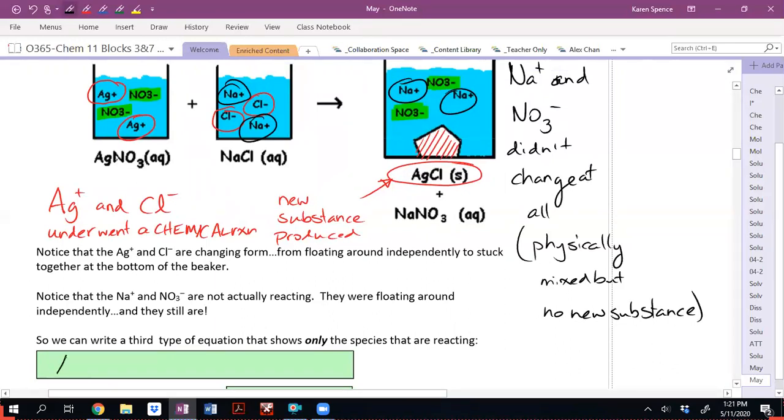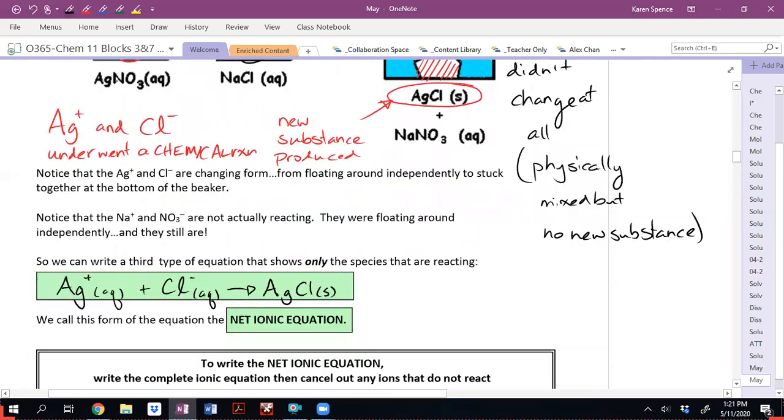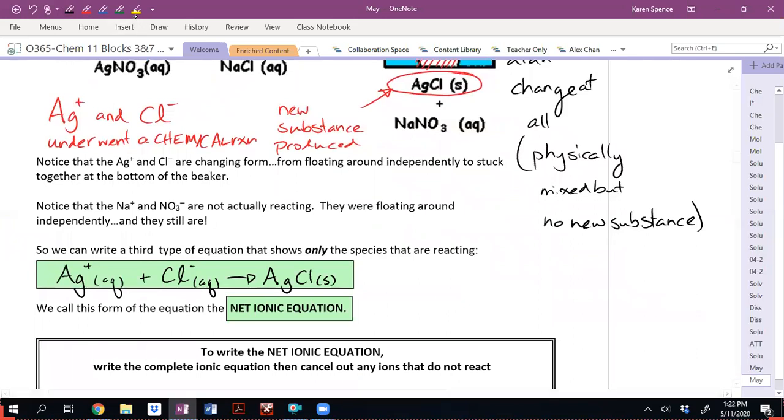So we're going to just write Ag. And remember, it has to be Ag plus. Okay, it's not a neutral atom. It is a positive ion. And the Cl minus get together and they form AgCl solid. And we call that one where we show only the species that are reacting, we call that the net ionic equation.